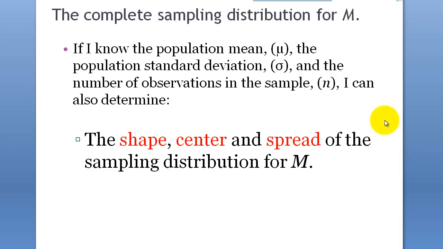Based on what we've been discussing about the sampling distribution, sampling variabilities, and the characteristics of samples, this is so far what we know. If we know the population mean mu, in the previous example it was 50, the population standard deviation sigma, which was 20, and the number of observations in the sample, which was 100, because it was a sample of 100, you can also determine the shape, center, and the spread of the sampling distribution for the sample mean.